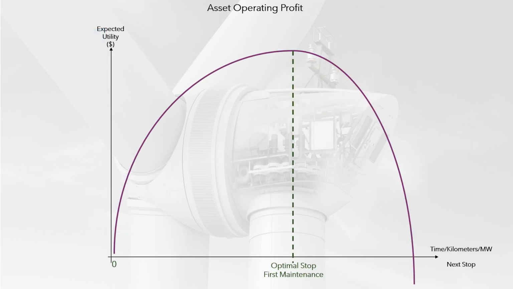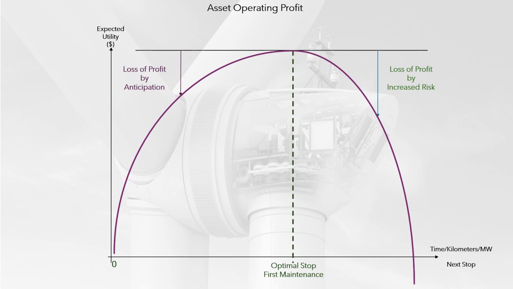The figure shows the utility function of the operation of the individual asset, which is maximized on the ideal date for the maintenance shutdown. Any deviation from the ideal date must imply loss of profits, otherwise the ideal date would not be the optimal date, defined as one that minimizes costs or maximizes the utility of the asset's operation.